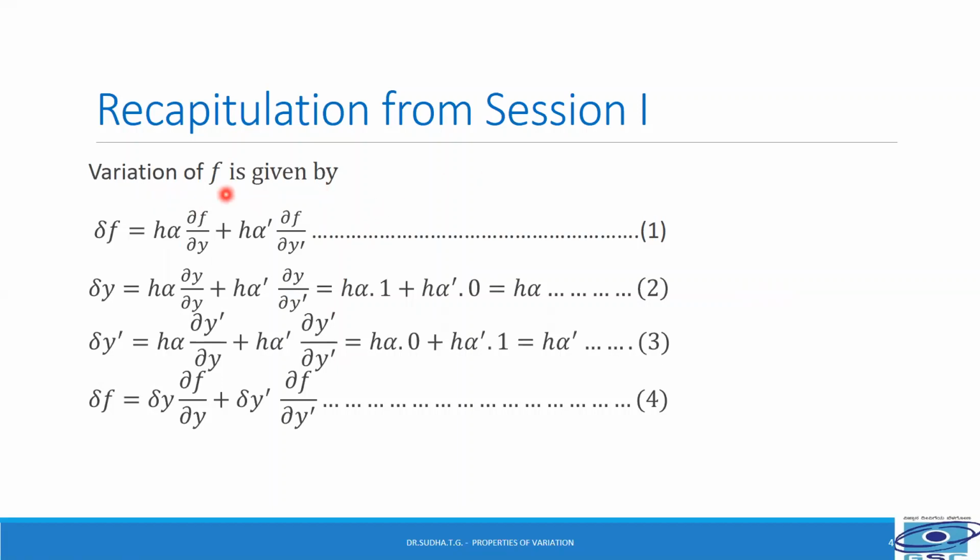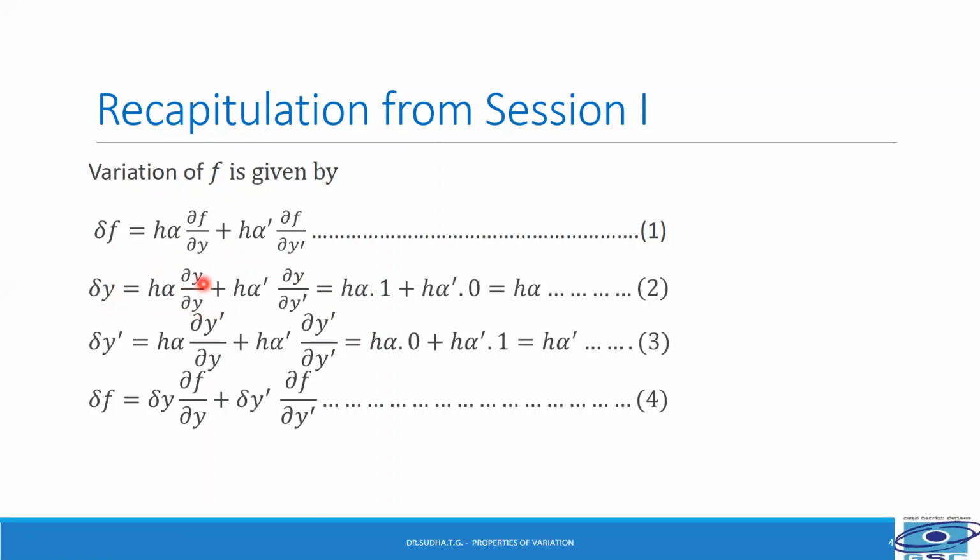So we had seen variation of a function f, which was function of x, y and y dash, and it was given by delta f is equal to h into alpha into dou f by dou y plus h into alpha dash into dou f by dou y dash. So using this expression for variation of f, now let us see what is variation of y, which is equal to h into alpha dou y by dou y.